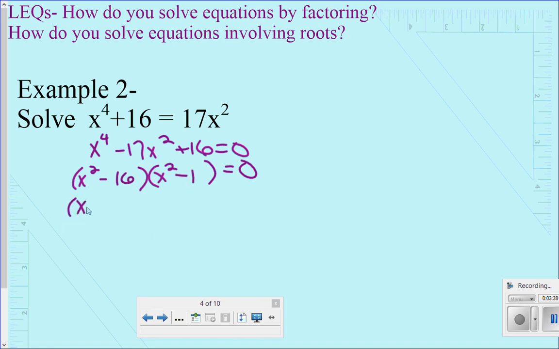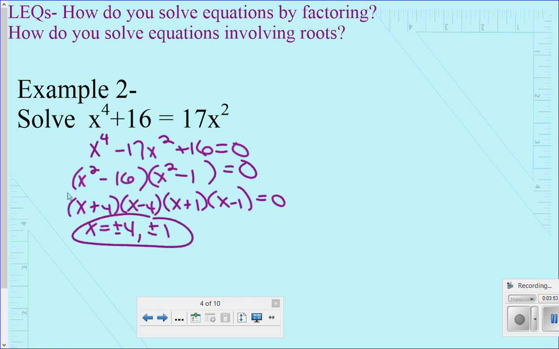Which then I see that factors further. And all that equals 0, so I'm getting plus or minus 4 and plus or minus 1. 4 solutions, degree 4, I have them all. Now keep in mind, back here at x squared minus 16 equals 0, I could, if I wanted to, add 16 and take the square root of each side, and I still would get plus or minus 4. Same thing with x squared minus 1. I could have, instead of factoring, used the square roots technique there. Still would have gotten plus or minus 1.